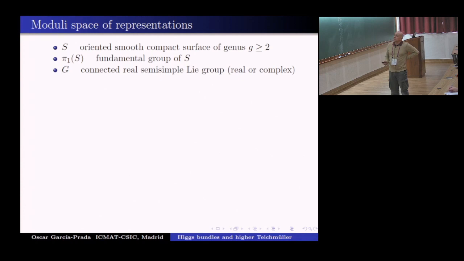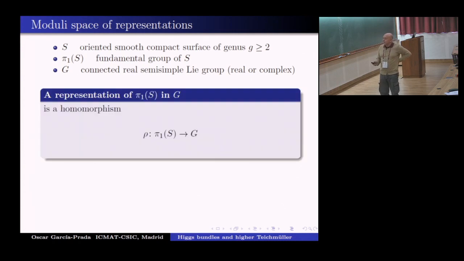And we will consider a connected real semisimple Lie group. Actually, I say real or complex. What I mean is a semisimple Lie group that could be real or complex. And in fact, the whole theory appropriately can be extended to reductive groups and also to non-connected groups. But today I will focus on connected and semisimple Lie groups. And so we are interested in studying representations of the fundamental group of S in G. So this is simply a homomorphism from pi 1 of S to G, a group homomorphism.